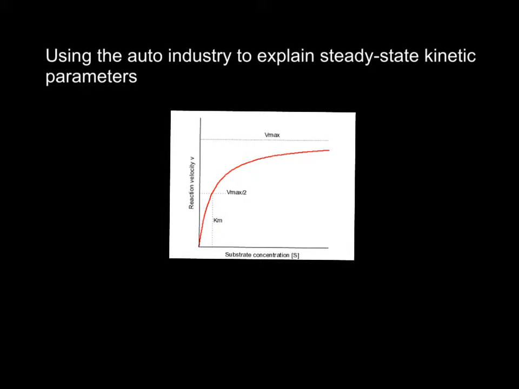Hello. So it's my goal to try to explain steady-state kinetic parameters such as Vmax or kcat, Vmax over Km or kcat over Km, and the Michaelis constant Km using something from everyday life to hopefully help get a basic idea of what's going on. So I'm going to use the auto industry since I lived in Detroit for several years.